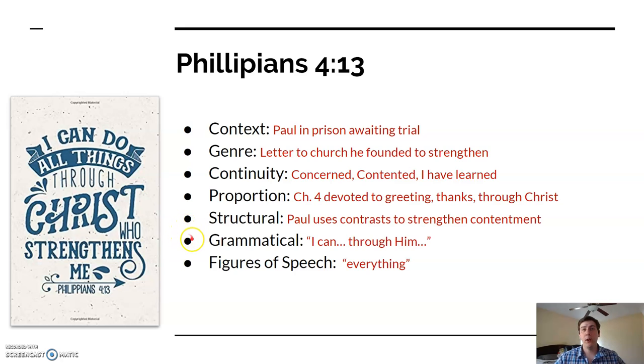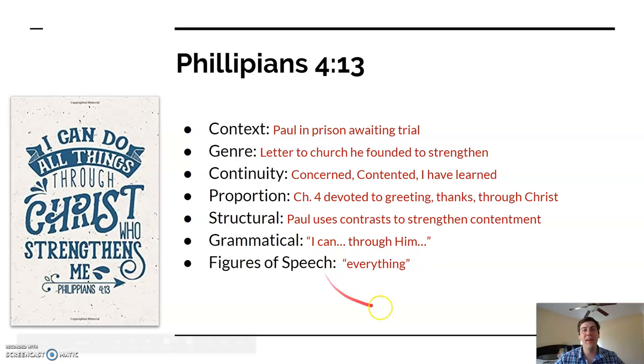All right. Structural. Paul uses contrasts to strengthen contentment. So this is a style of writing where, again, he says, I can do all things through Christ. I can do these things through Christ. So that's definitely a style that he uses to emphasize that it's actually through Christ that he does all things. Grammatical, I can, through him. Figures of speech, everything, right? It's important to understand what he means by everything.